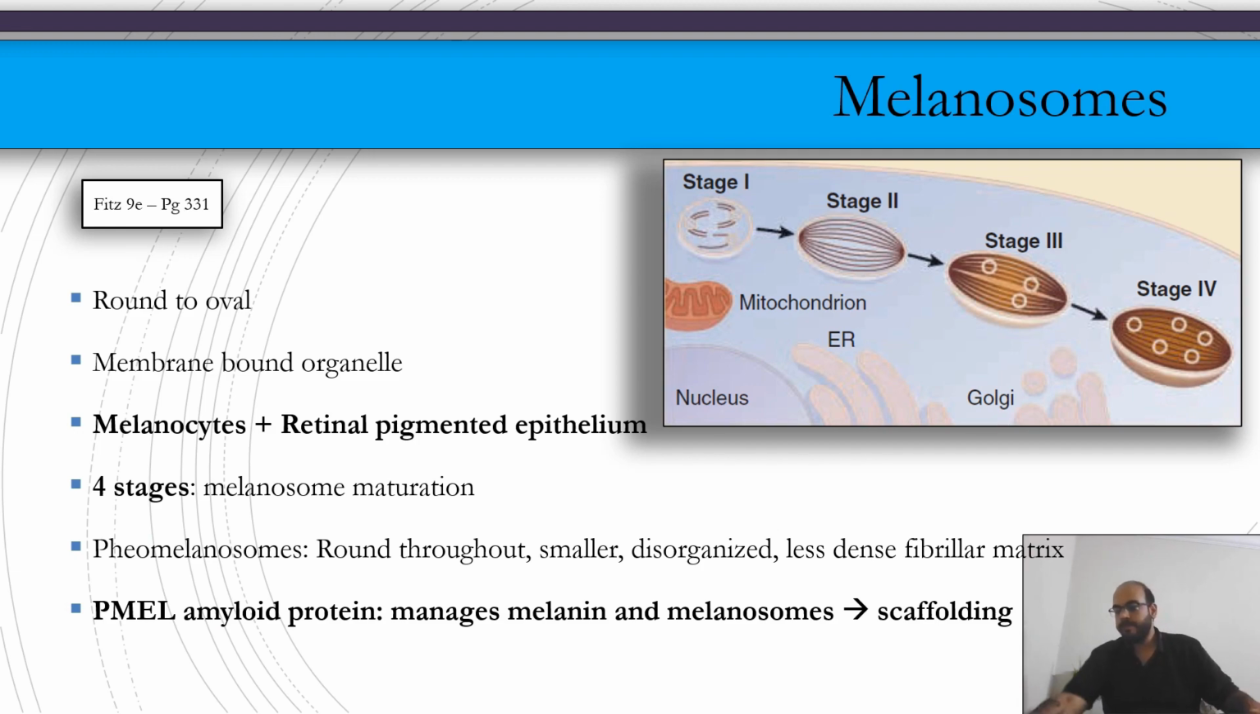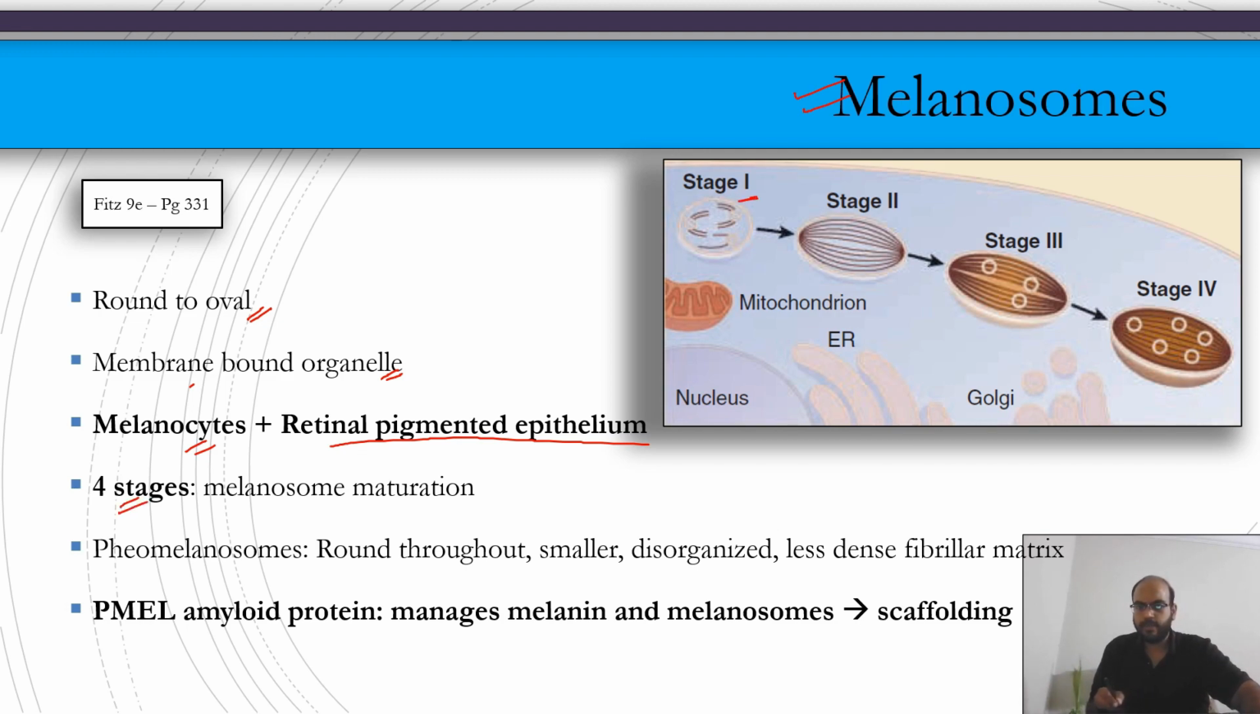So after looking at the genes and transcription factors, let's discuss the hero of melanogenesis, the melanosomes, the organelles which actually store melanin. Melanosomes are round to oval. They are membrane-bound organelles, and they are present in melanocytes and retinal pigmented epithelium in adults. Clear? Now, arbitrarily, the formation of melanosomes is divided into four stages for convenience purposes. So, four stages are there.